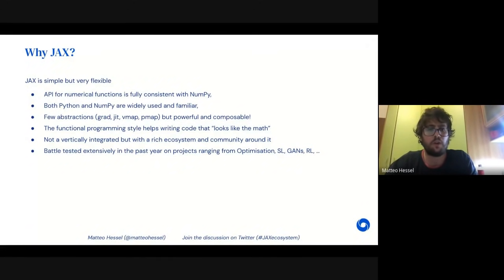And also, a couple of points I want to highlight: it is not a vertically integrated framework like many other ML frameworks. It's really focused on getting this core bit of numerical computing right, and then it still provides you with a very rich ecosystem and a community around it that can make classical things like building neural networks easy for you. And this is what David is going to be talking about just now.